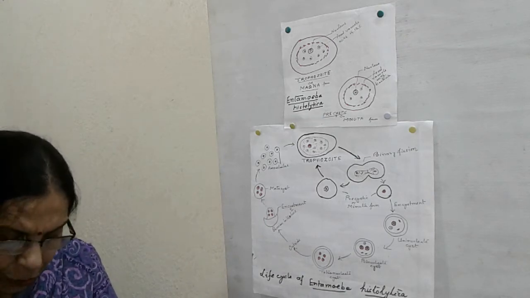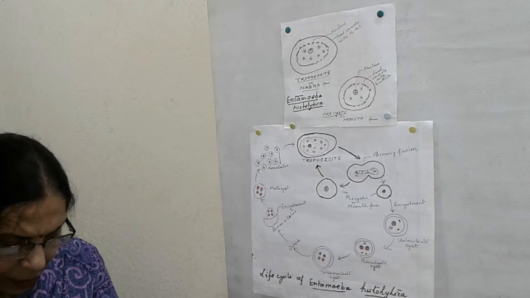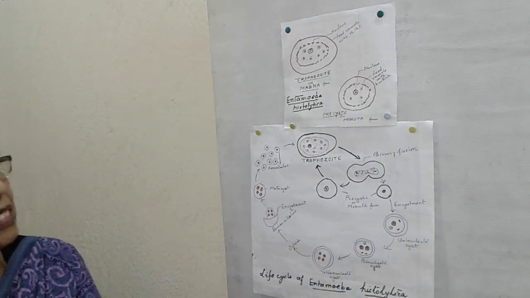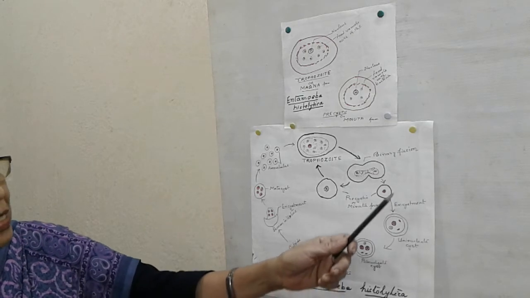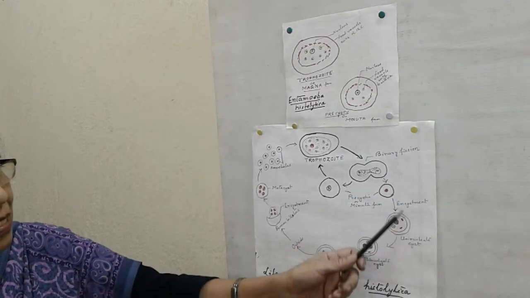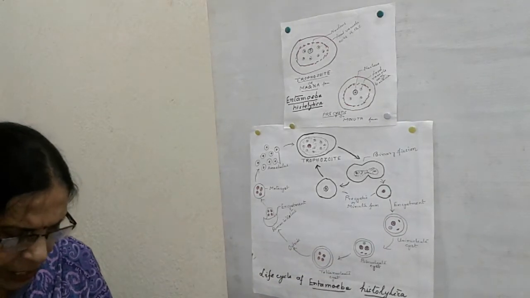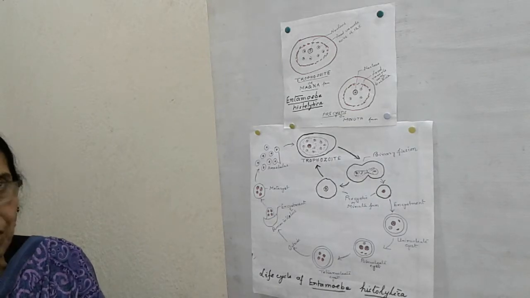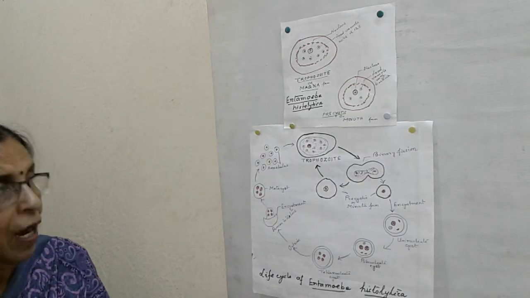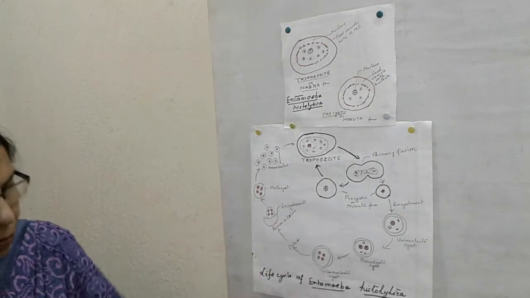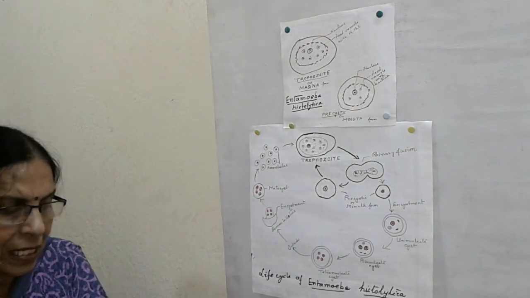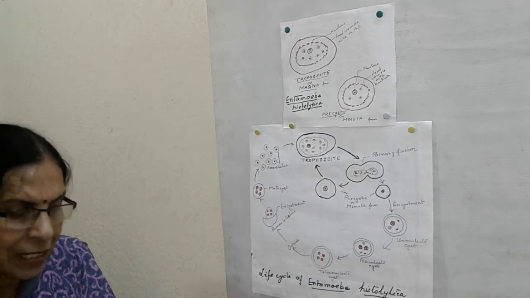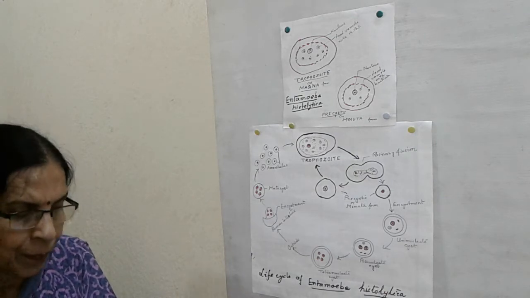The precystic form undergoes encystment. Here you can see the precystic form; it undergoes encystment, that is, it gets covered by a hard resistant covering, the cyst, and that cystic form is the infective stage for a new host. Now the life cycle, come to here, see this diagram. Entamoeba histolytica is monogenetic, that is, it completes its life cycle in a single host only, the man.